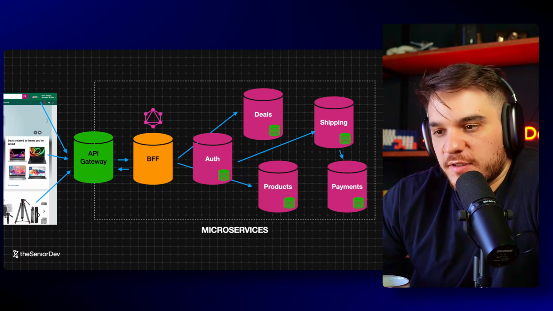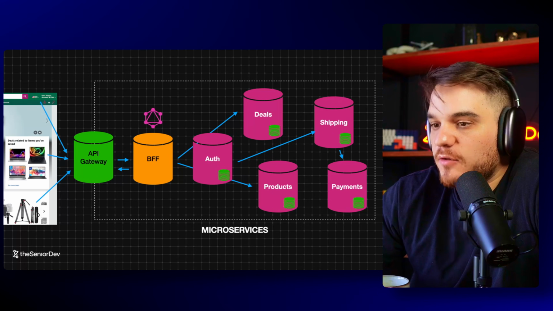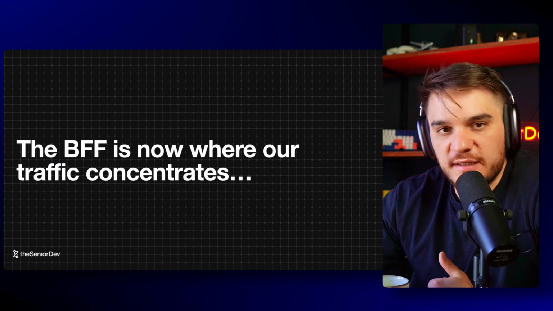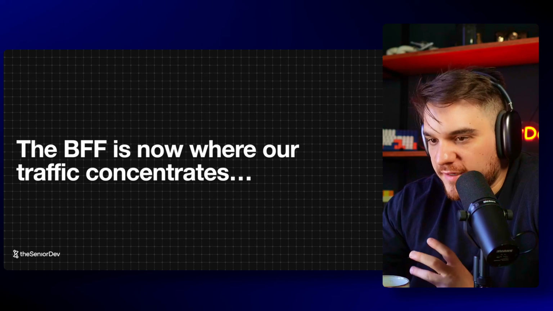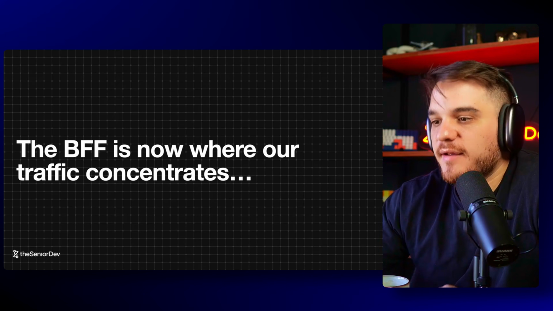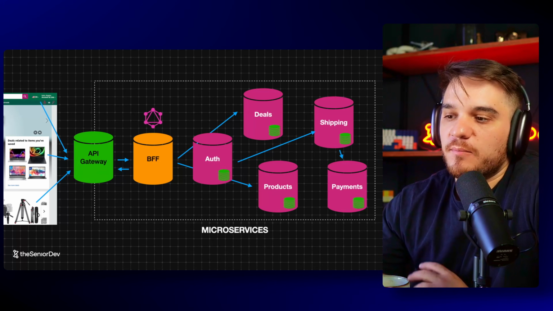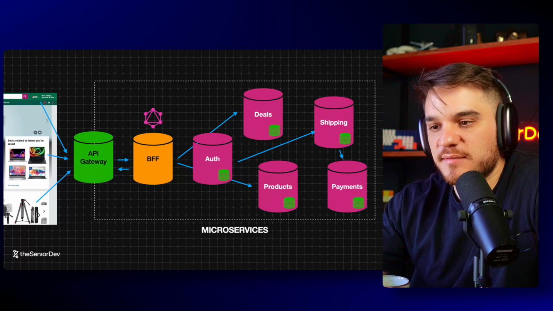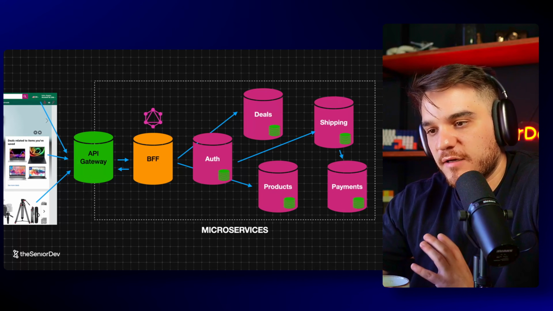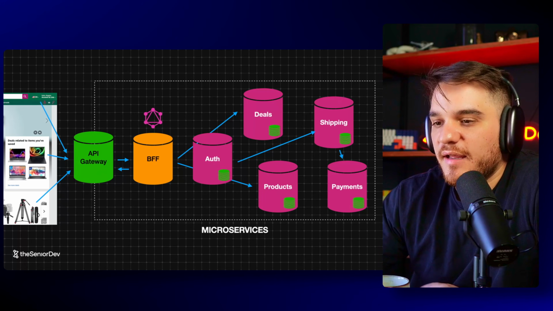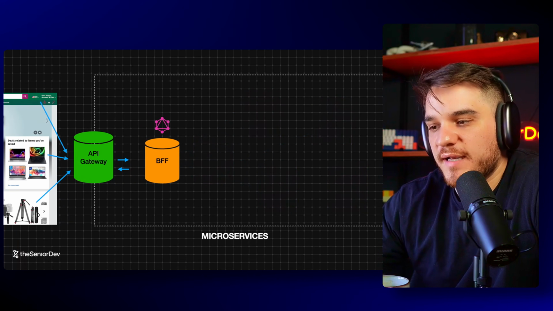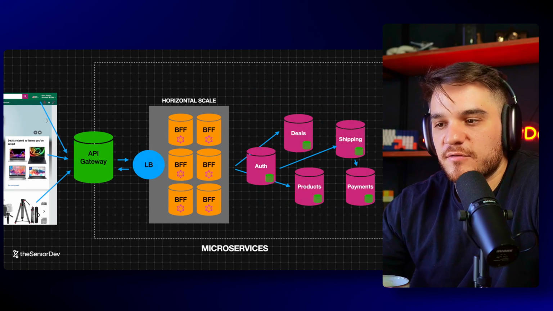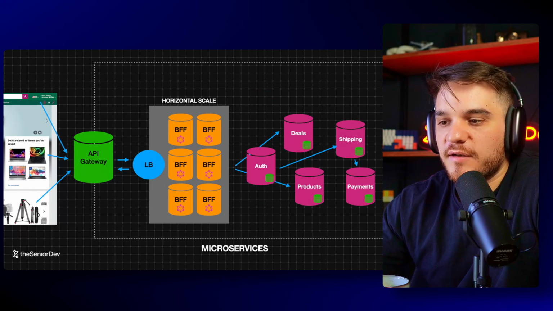Now, with our new architecture, the BFF is where most traffic will concentrate. And even if this is not a backend system design interview, we still need to give a rough idea on how we would scale it. And the easiest way to do so would be by scaling it horizontally. That means we add a load balancer that will distribute traffic between those identical instances where the BFF is running.